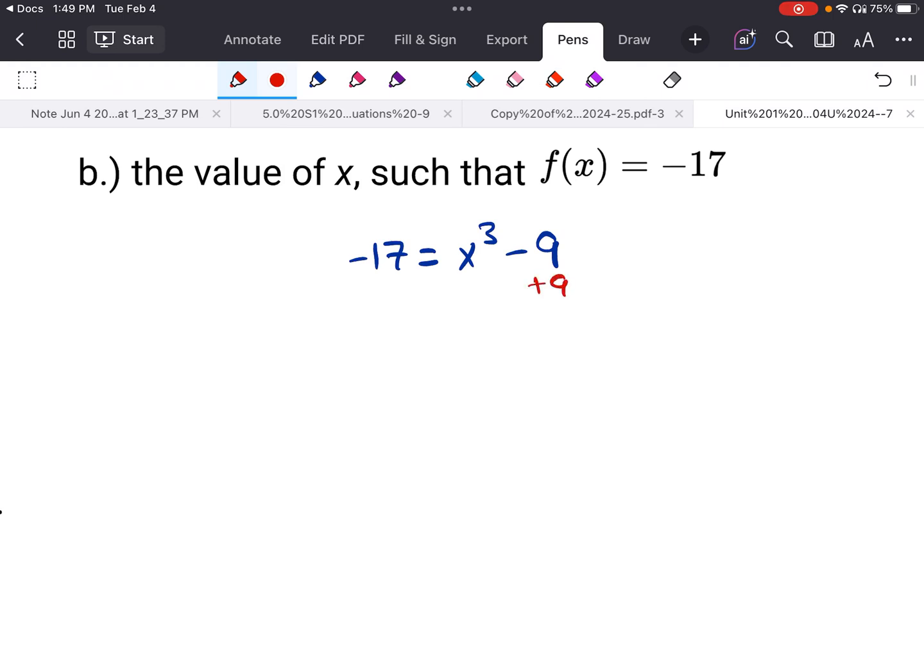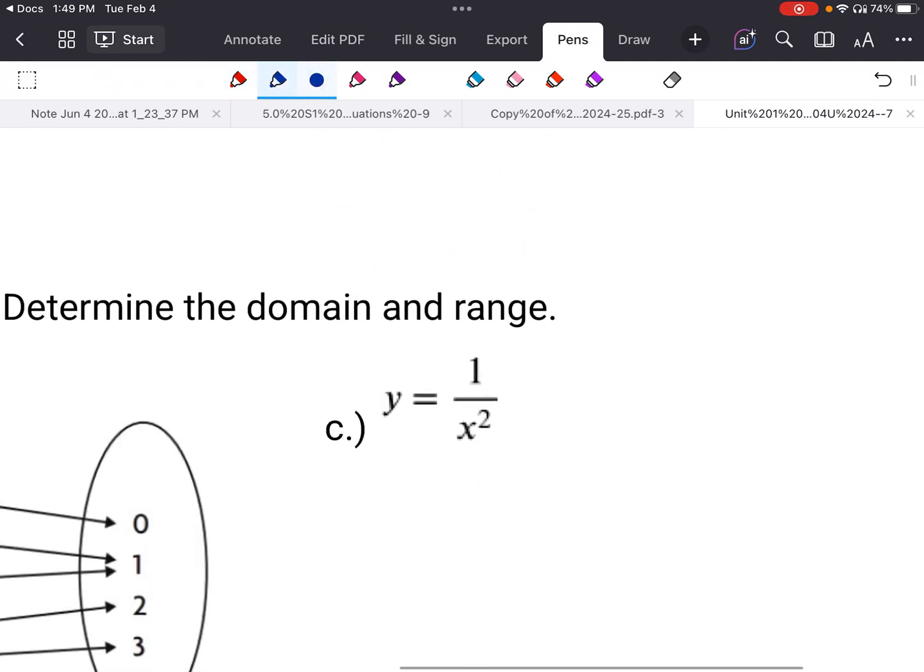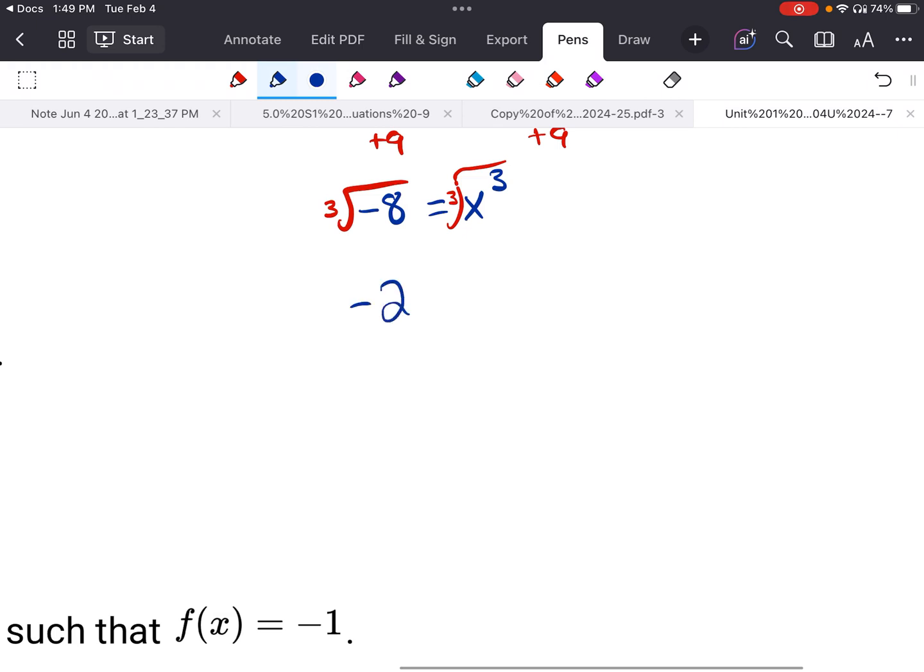So we get rid of the -9 by adding 9. And then we get rid of that cubed by cube rooting. And the cube root of -8 is -2. Okay, so work backwards.